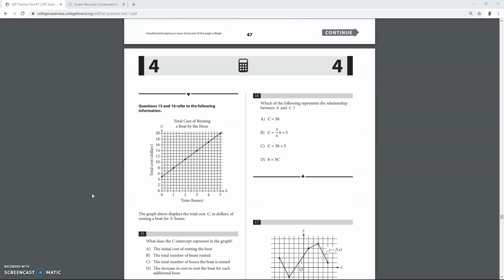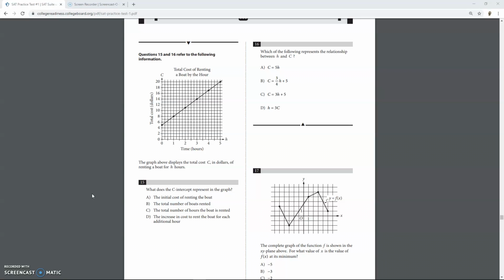For question 15, we want to know what the y-intercept represents in the graph. The y-intercept here is at this point where time equals 0. So we want to know when time equals 0, what is the cost in dollars of renting the boat. So think about it. It means what money do you need to pay for starting to rent a boat. That will be the initial cost of renting the boat, which will be A.